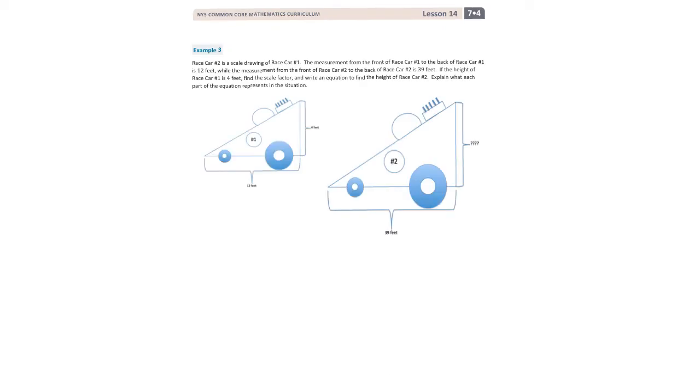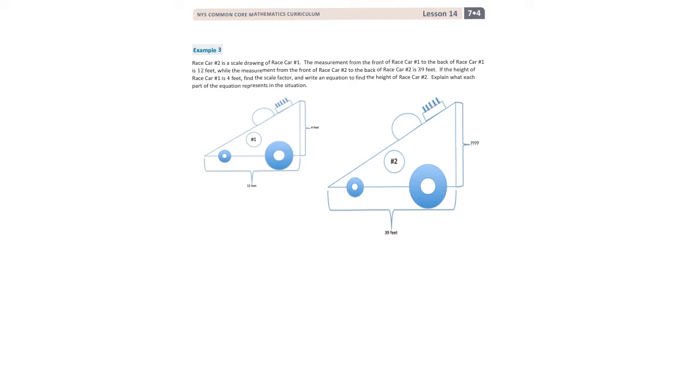All right, we're going to move on to example 3. Race car number 2 is a scale drawing of race car number 1. The measurement from the front of race car number 1 to the back of race car number 1 is 12 feet, while the measurement from the front of race car number 2 to the back of race car number 2 is 39 feet. If the height of the race car is 4 feet for race car number 1, find the scale factor and write an equation to find the height of race car number 2. Explain what each part of the equation represents in the situation.